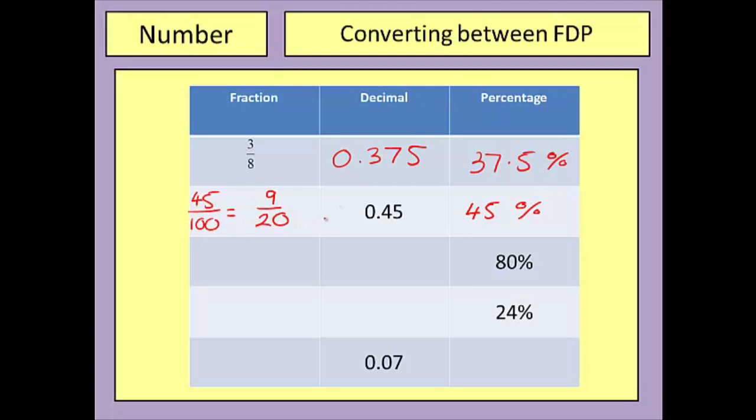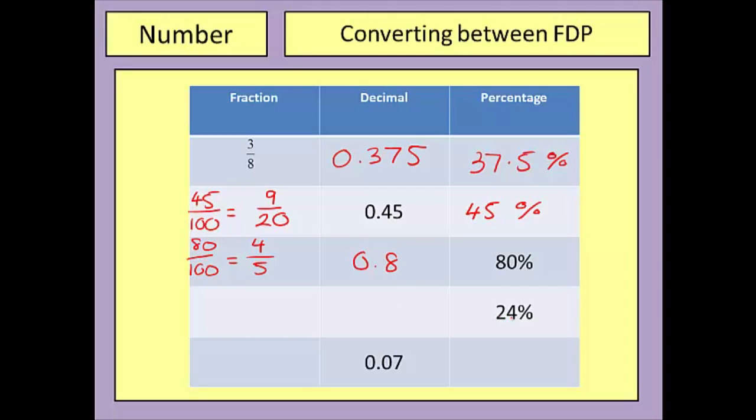That's my preferred version. In this example I'm going to start with 80%, and again I'm going to turn it into a fraction first. So it goes 80 over 100. That's not fully simplified. Fully simplified is 4/5. And to turn that into a decimal, I'm going to do 4 divided by 5, which is 0.8.